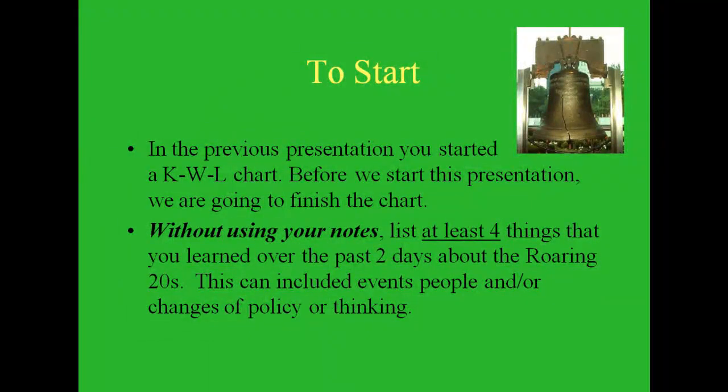In the previous presentation, you started a KWL chart. I asked you, what do you know about the 1920s? Then I asked you, what do you want to know about the 1920s? Before we start this presentation, we're going to finish this chart, and I'm going to ask you, what did you learn about the 1920s? So without using your notes, list at least 4 things that you learned over the past 2 days about the Roaring Twenties. This can include events, people, or changes of policy or thinking.